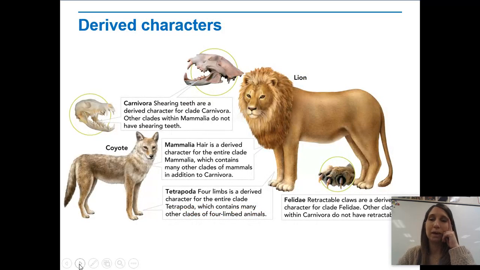Okay, so if we talk again about what are examples of some derived characters, right? These are traits that these species share in common. If we compare lions to coyotes, well, they're going to share a lot of things in common, right? They both have backbones. They're both considered mammals. They both have hair. They're both warm-blooded, right? And they also are in the group Carnivora also. So they share several things in common.